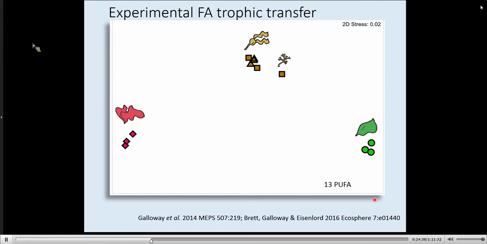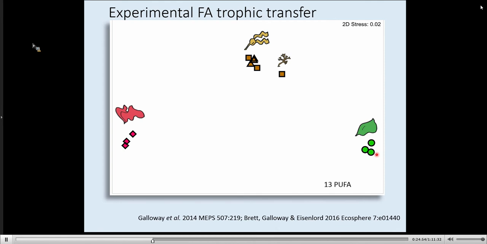This is just showing for Pyropia, a red alga, and 2 brown algae and a green alga, where those fatty acid signatures plot for just the diets. Okay, so now we fed the animals, we fed the isopods these diets, just these pure diets, for 10 weeks in the lab. And this is what happens.